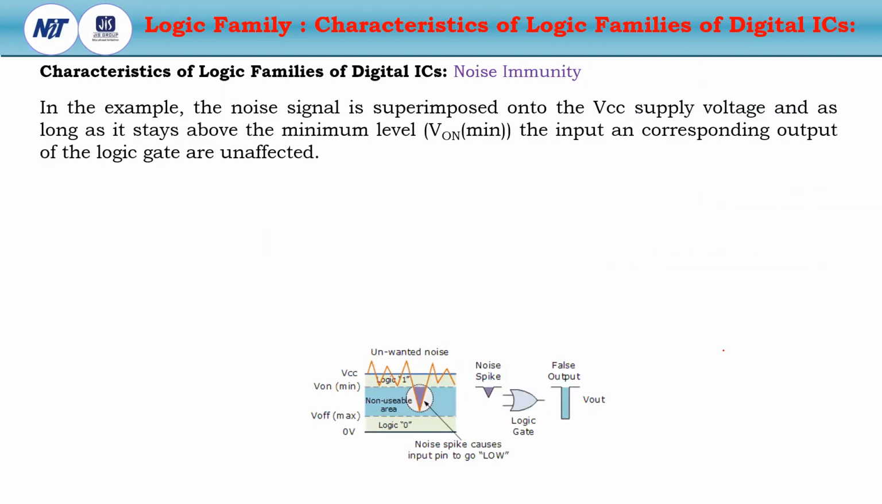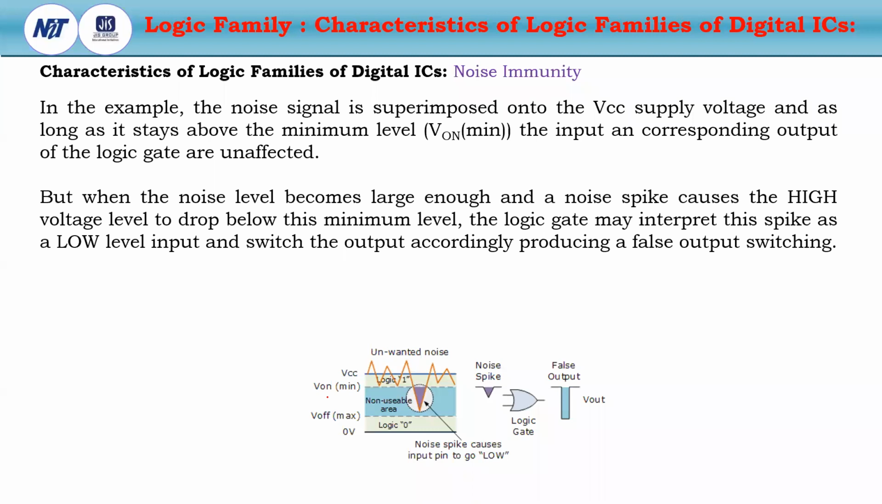As an example of noise immunity, the noise signal is superimposed onto the VCC supply voltage. As long as it stays above the minimum value, the input and corresponding output of the logic gate are unaffected. Just above the minimum VCC, it will be unaffected.